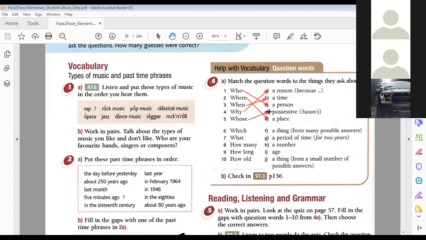Possessive. For possessive. So when we say whose book is that, it means we ask about the owner of the book. Whose book is that? Or whose car is that? Whose cat is that? Right? We ask about the owner. We ask about the owner of the thing.